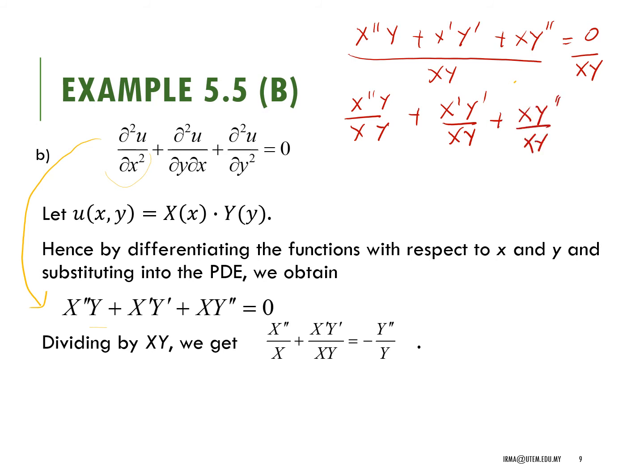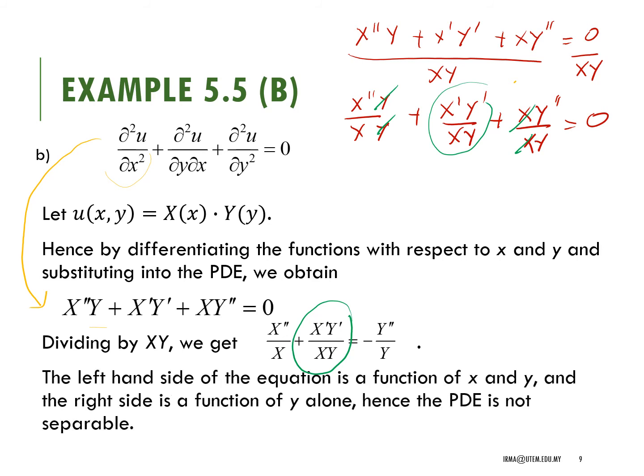For the first and third terms, I can simplify. The y can be cancelled out in the first, and in the third I can cancel out the x. But in the second term, I cannot simplify. I cannot cancel out the x and y. Since we cannot write x on the left hand side and y on the right hand side, or any combination, this one cannot be separated. So therefore, we conclude that the equation is not separable.